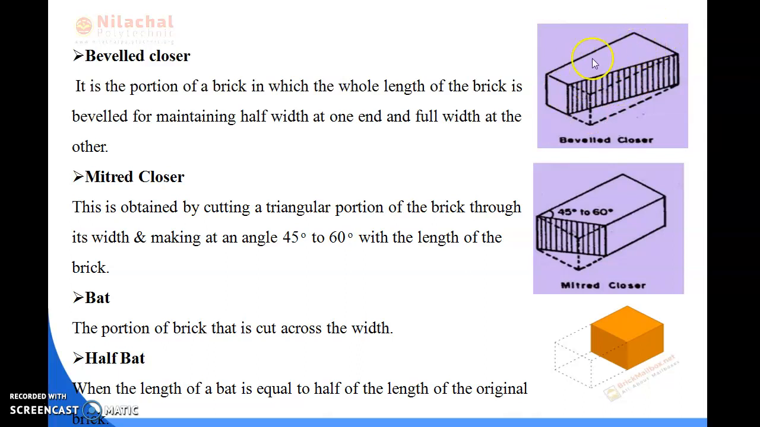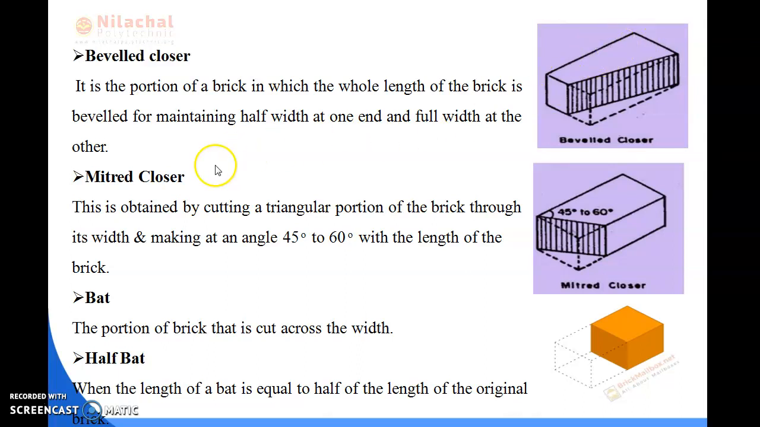And how will we get this portion of the brick? It is a portion of a brick in which the whole length of the brick is cut, and half the width has been cut. So it is a triangular portion. If we cut this brick and this piece is left out, this is known as bevel closure brick.